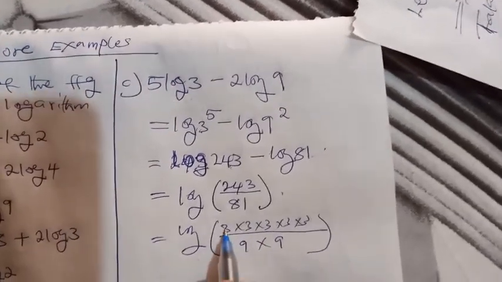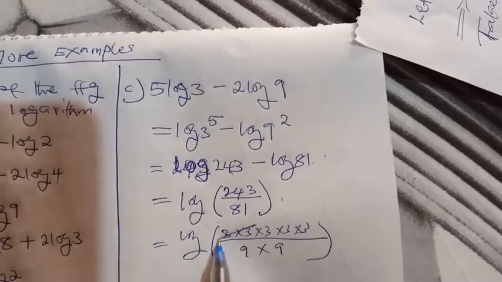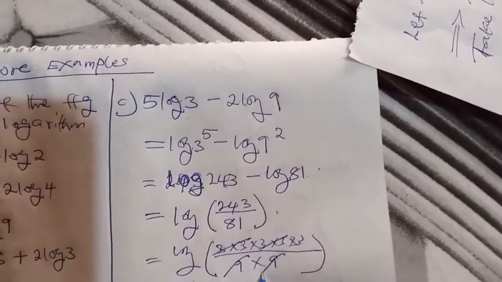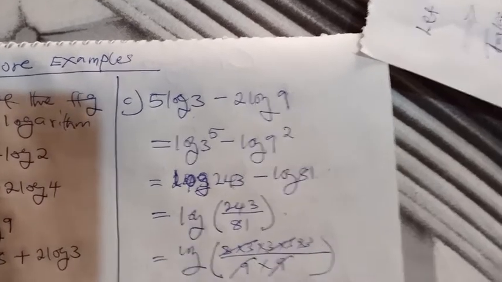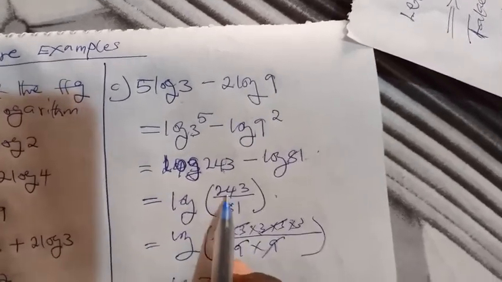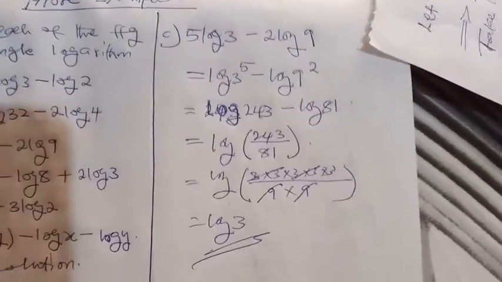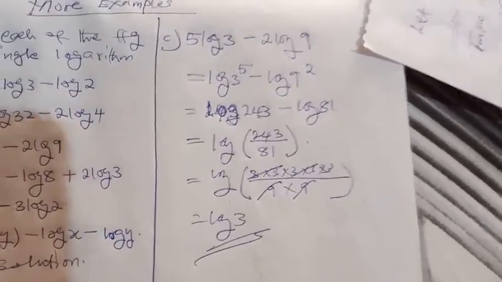So this is 9. 3 times 3 is 9. So they can cancel out this. 3 times 3 is 9. They can cancel out this. And so we can have log 3. In other words, 243 divided by 81 is 3. So I have written it as a single logarithm.